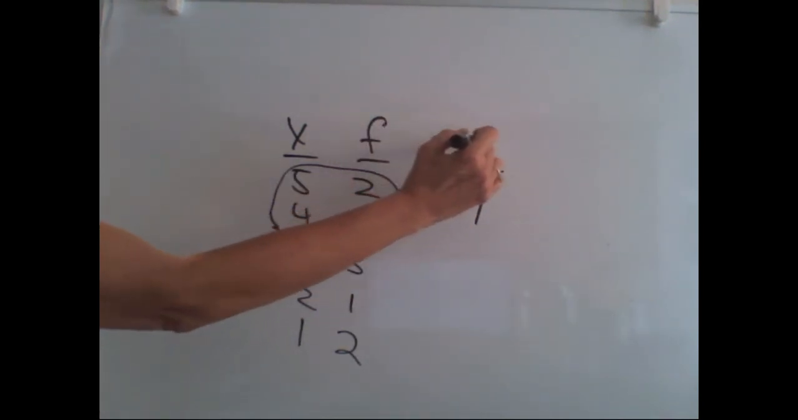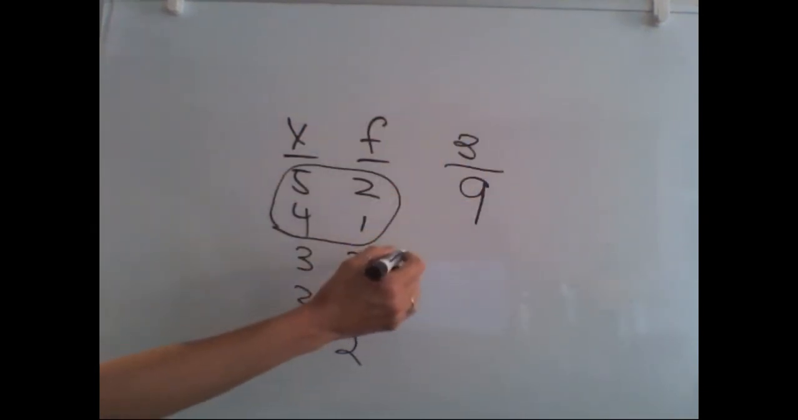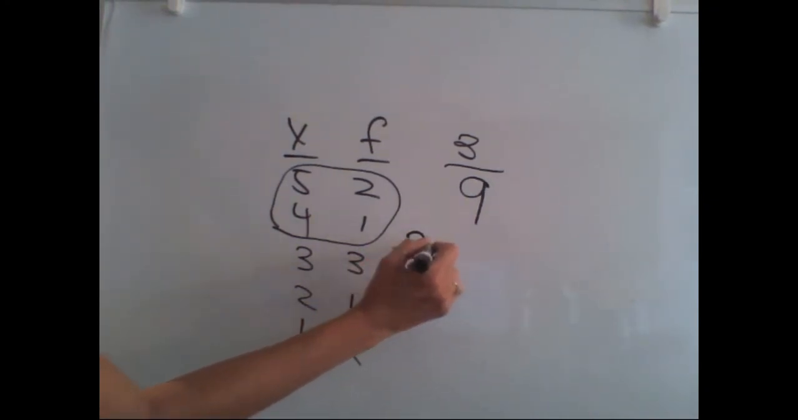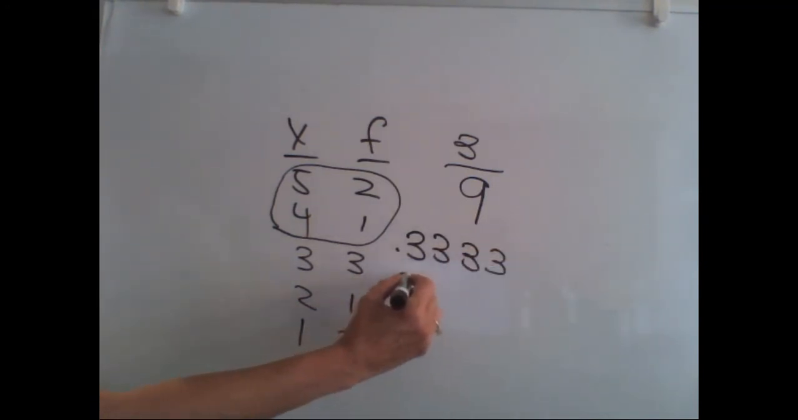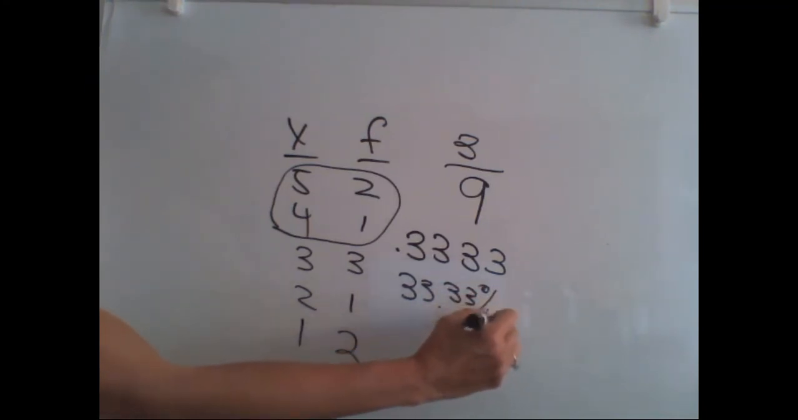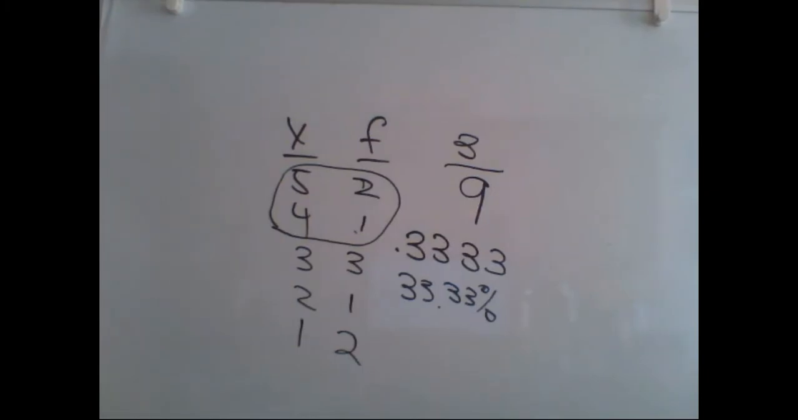That would be 3. So we just do a little division. 9 goes into 3. And the answer to that is 0.3333. It goes on and on. Or you can just say 33.33% of the scores are 4 or higher. And that's how you answer that question.